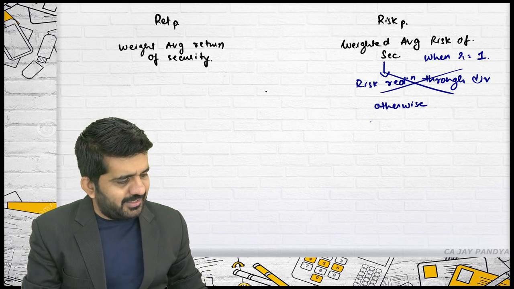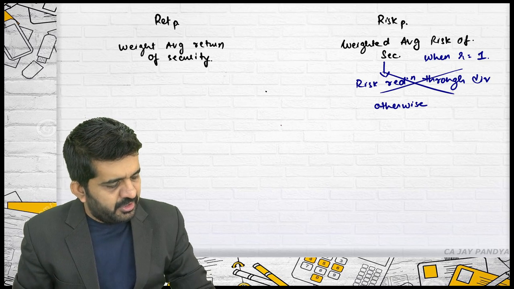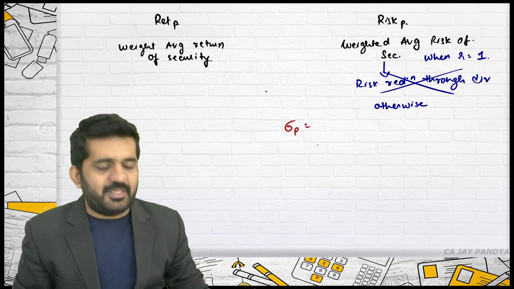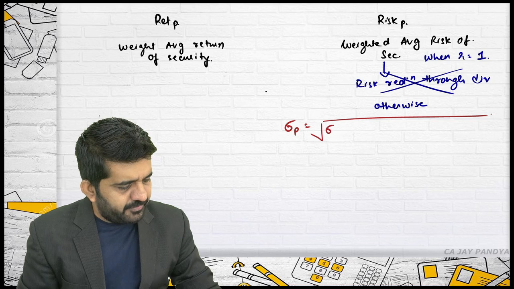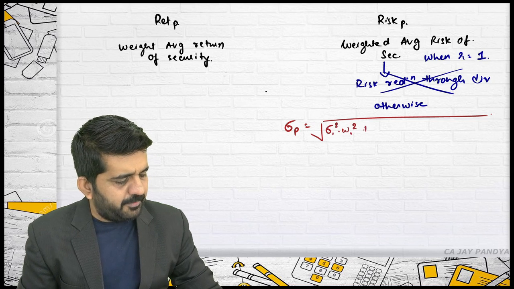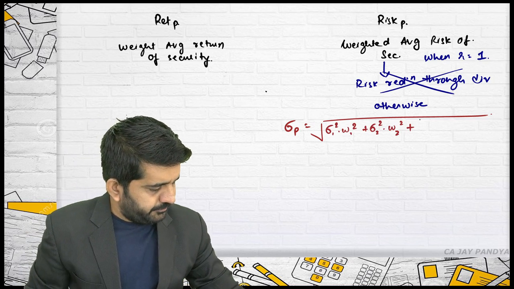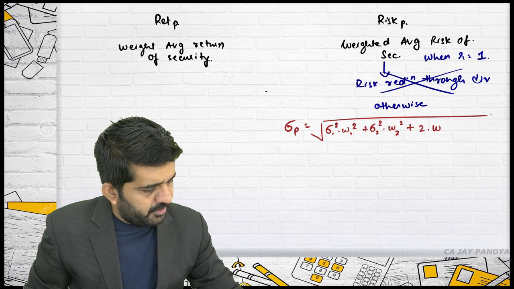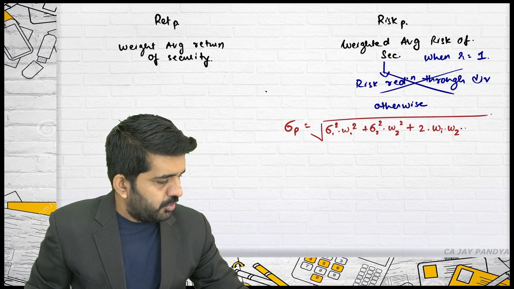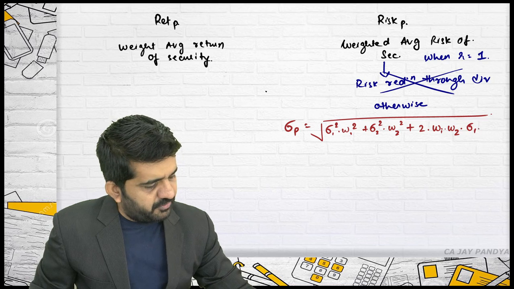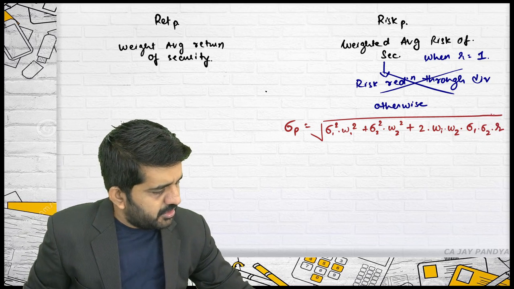you'll have to use that lengthy formula, which is first squared, then multiplied by R, and then it is under root. Is it correct? So risk of the portfolio, risk is denoted by standard deviation. Standard deviation of P equals square root of standard deviation of 1 square, weight of 1 square, plus standard deviation of 2 square, weight of 2 square, plus 2 into W1 into W2 into standard deviation 1 into standard deviation 2 into R. This is what the formula says.